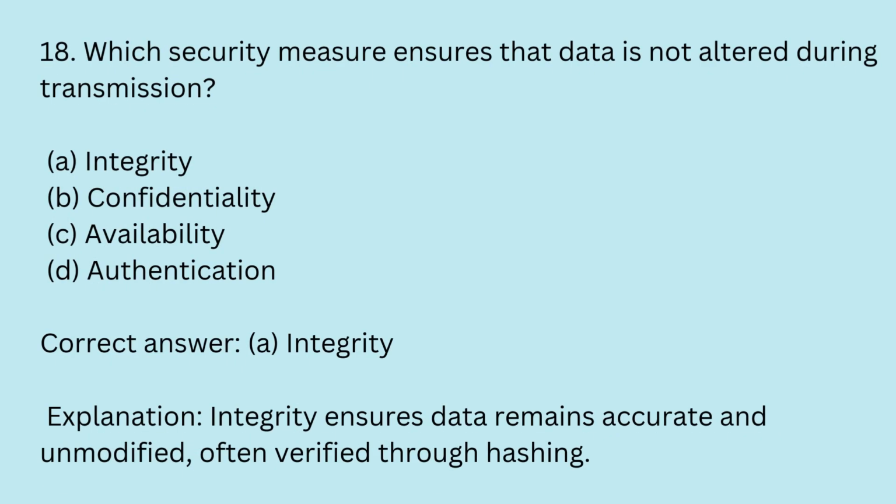18. Which security measure ensures that data is not altered during transmission? A. Integrity. B. Confidentiality. C. Availability. D. Authentication. Correct answer: A. Integrity. Explanation: Integrity ensures data remains accurate and unmodified, often verified through hashing.